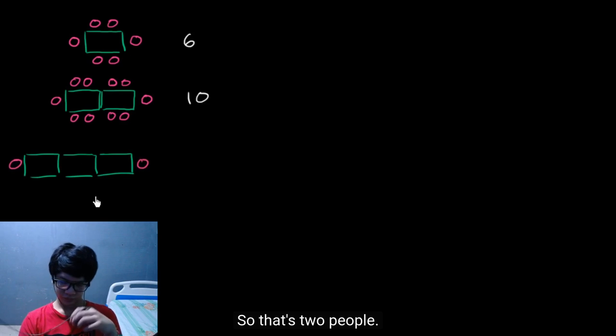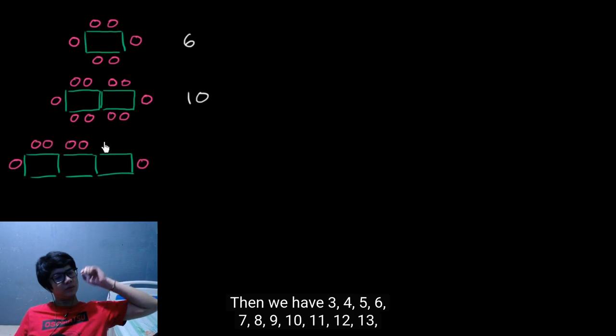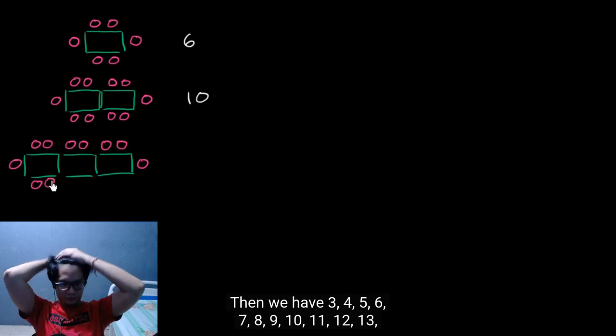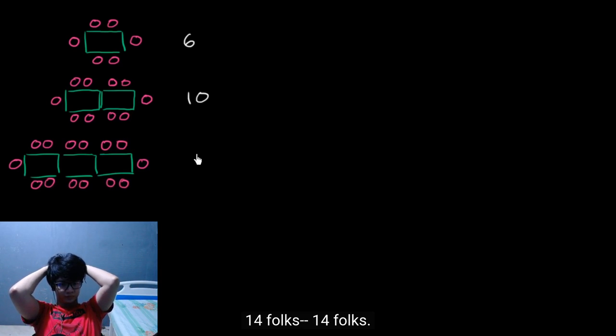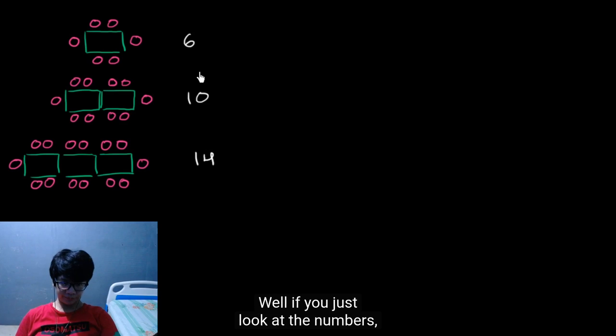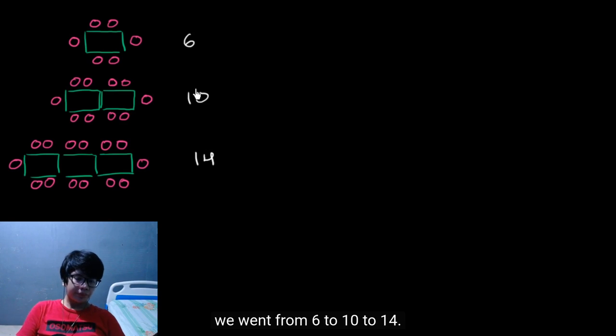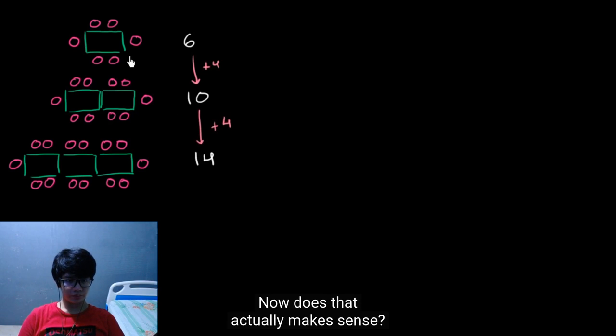So just as before, we could put one at each end, so that's two people. Then we have 3, 4, 5, 6, 7, 8, 9, 10, 11, 12, 13, 14 folks. So what does it look like is happening here? Well, if you just look at the numbers, we went from 6 to 10 to 14. It looks like we're adding four people every time we add a table. Now, does that actually make sense? So let's think about this first situation.